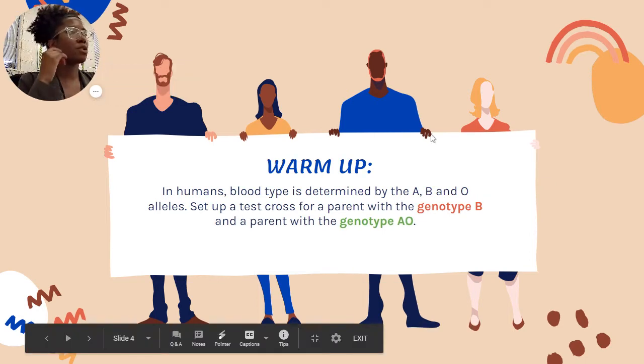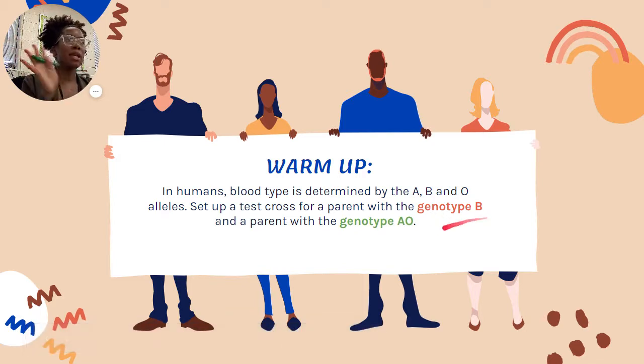Sorry, I changed what I'm doing for the warm-up just because I noticed last time people didn't know what they were doing because they were just copying what I said. So my example is going to be different than the one on your worksheet. We're going to talk about genotype B and genotype AO. I can show you what to do, and then you will do your own warm-up on your own.